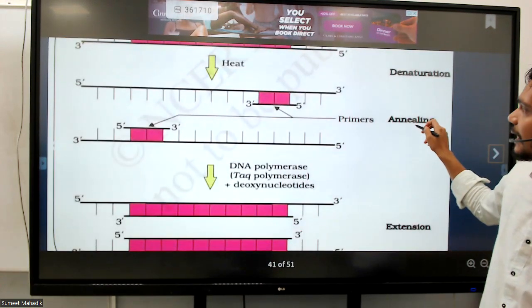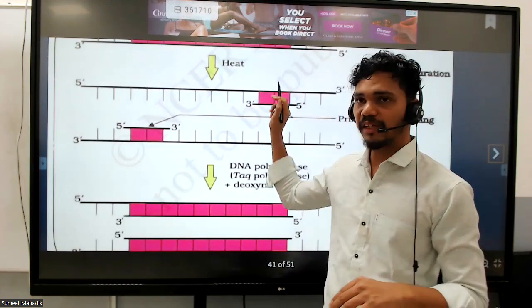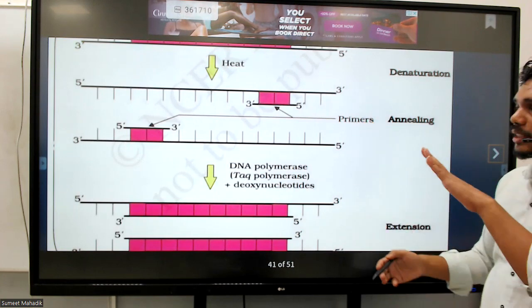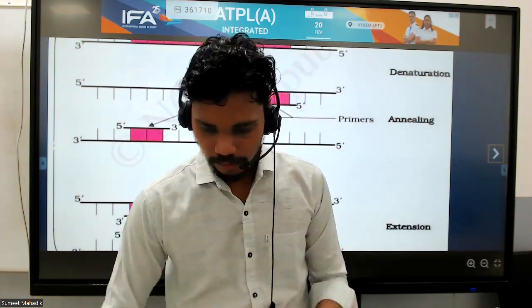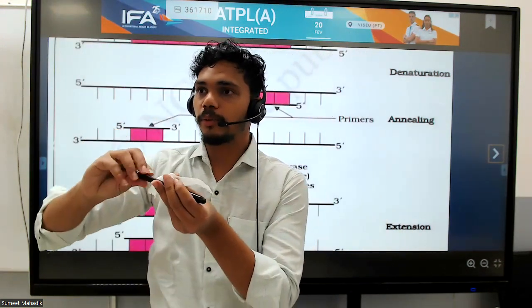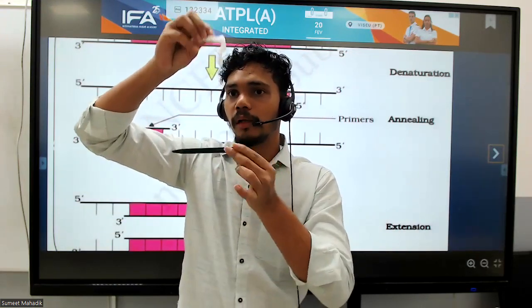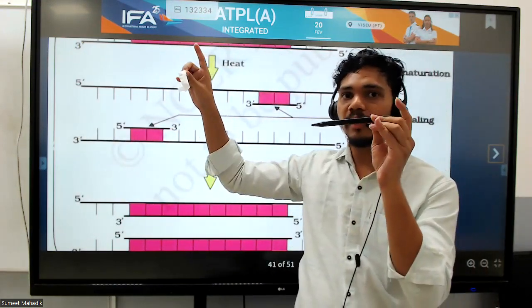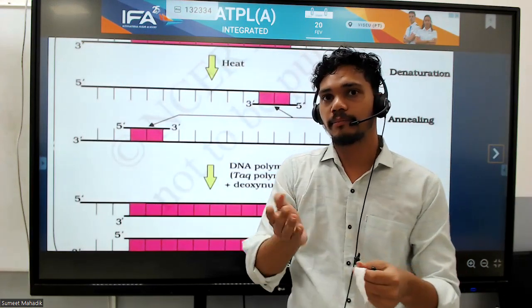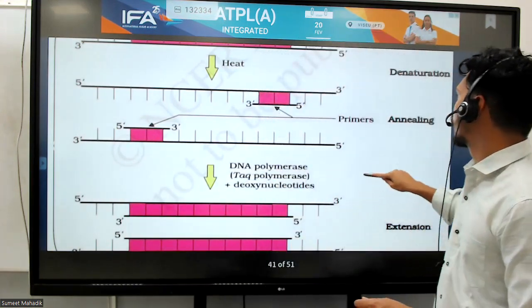Then annealing. What is annealing? Now the strands are separated, and we join them again under low temperature, after the heat. Primers attach. This is the double stranded DNA; on heating, the strands are separated, so there are two. Then primers come into the picture and form new strands. From one you get two, from two you get four, from four and so on, 2 to the power n. So now annealing is done.